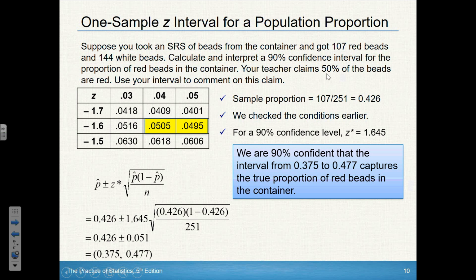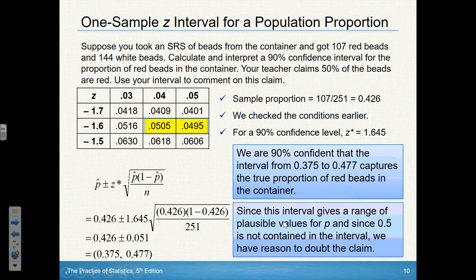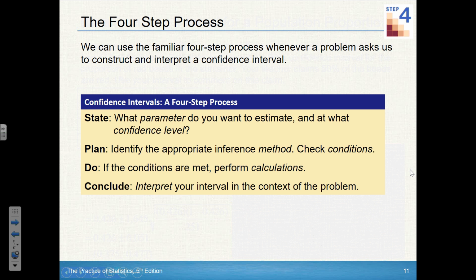Now, keeping in mind that the claim was 50%, if I look at this confidence interval, it does not include 0.5. So since this interval gives a range of plausible values for p and since 0.5 is not contained, we have reason to doubt the claim. It doesn't mean the teacher's definitely lying. When we construct a 90% confidence interval, 10% of these confidence intervals won't contain the true proportion. But it is evidence that they are not telling the truth. If we were to change this to a 95% confidence interval or a 99% confidence interval, there's a chance that it would contain 0.5. But for now, we do not have it contained.